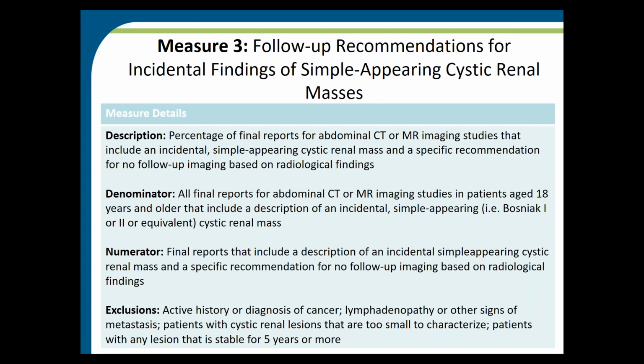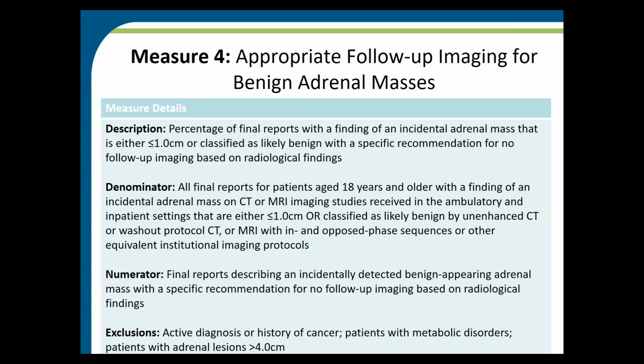I'm not going to go over these 2 measures too much in detail, because you're probably already familiar with measure 405, but essentially it's the percentage of final reports for CT or MRI that include an incidental finding of a renal mass and a recommendation for no follow-up imaging based on the findings. So that's the renal mass measure. Then measure 4 is essentially the same thing, but for adrenal masses. It's looking to see if there was a mass of a certain size that was either smaller than 1 centimeter or classified as likely benign, and if that final report included a recommendation for no follow-up imaging.